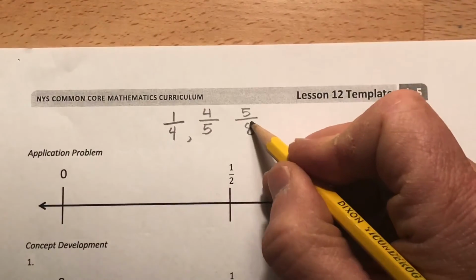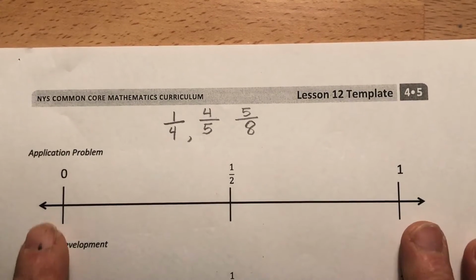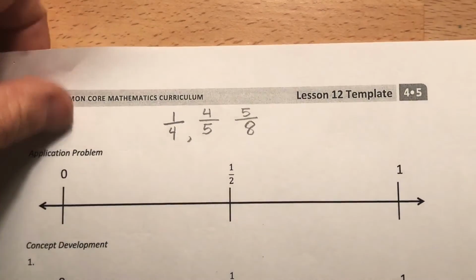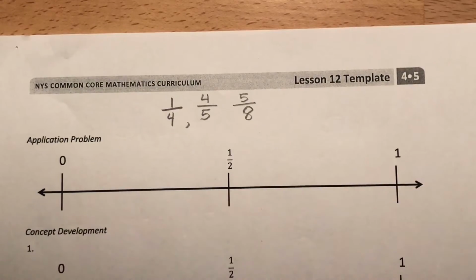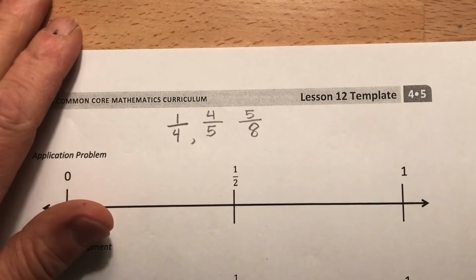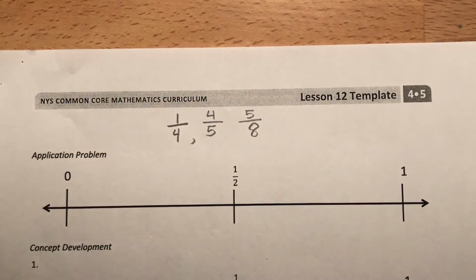All right, so now here I have a nice number line. Okay, I've got 0, 1, and a half. So there's my benchmarks that we just talked about in our I can statement. 0 is the bottom of the number line, 1 is the top of the number line, and a half is halfway between it, okay? So now what I want to do is estimate about where these would land on a number line so I can tell which one's the least amount and which one's the greatest, okay?